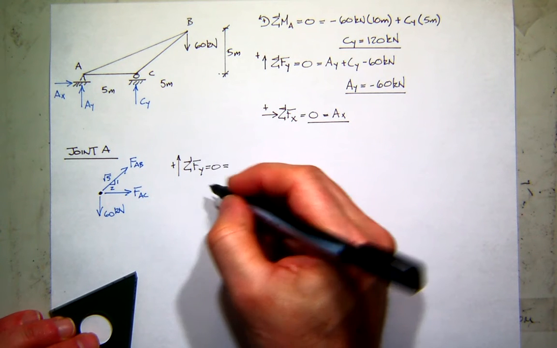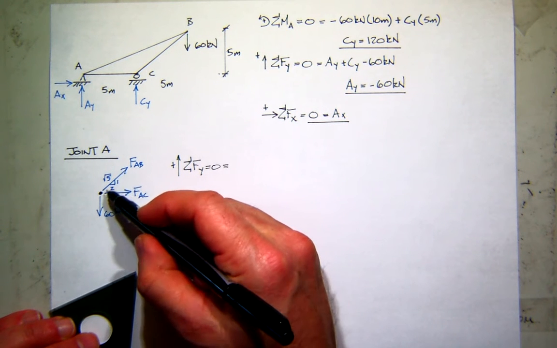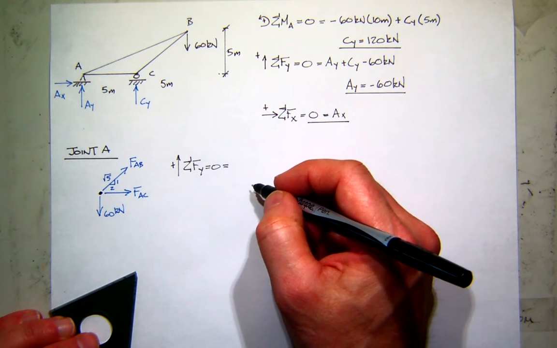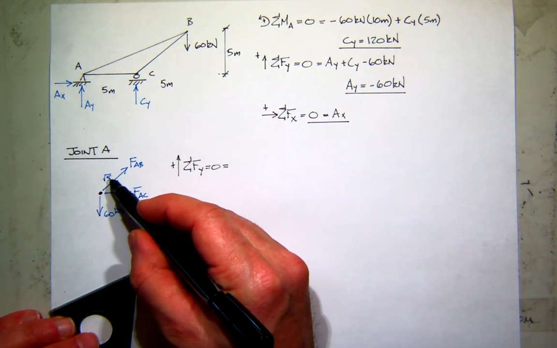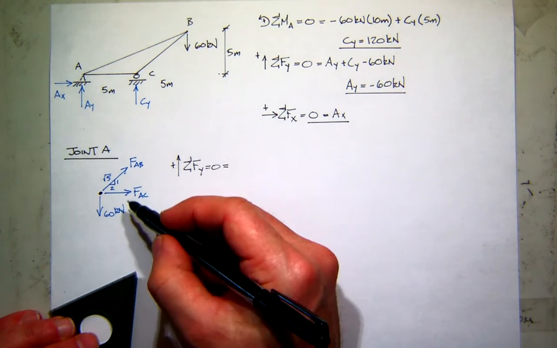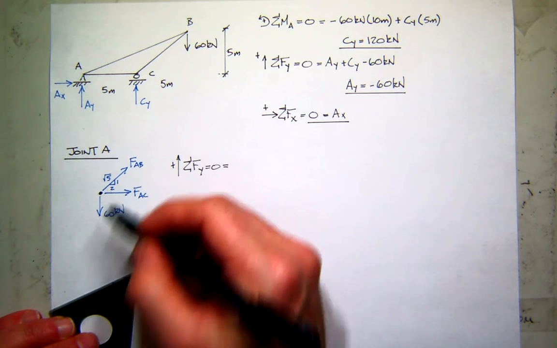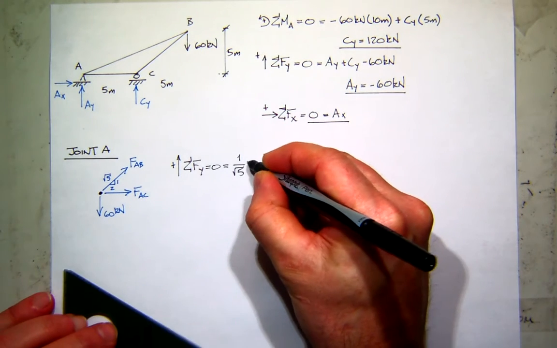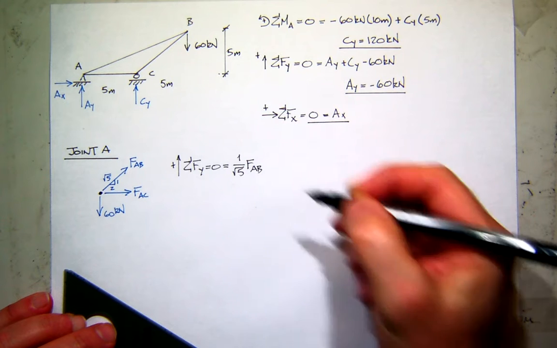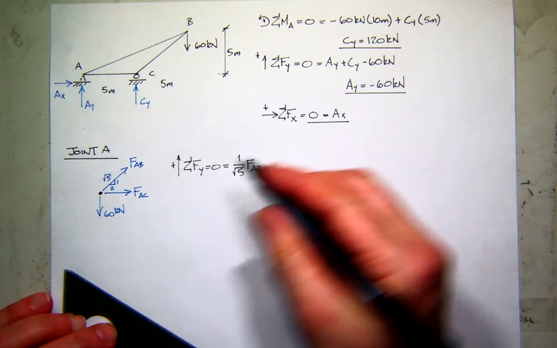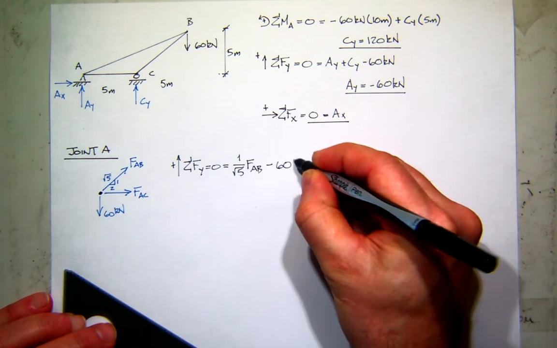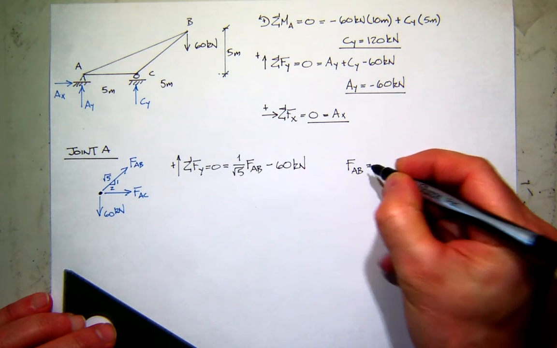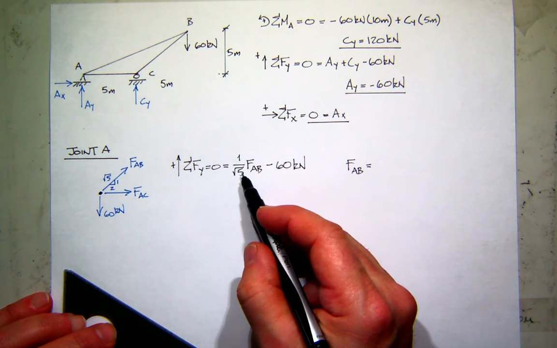What do I have? Well, my force AB, the y component is up or down? It's up, so it's positive. What is the y component? That would be the 1 to square root of 5, right? Because the 1 is the vertical piece, the 2 is the horizontal piece. So 1 over the square root of 5 is the y component of AB, and that acts up, and then my 60 kilonewton force is down. So my answer for AB is positive, and it's whatever 60 times the square root of 5 is.